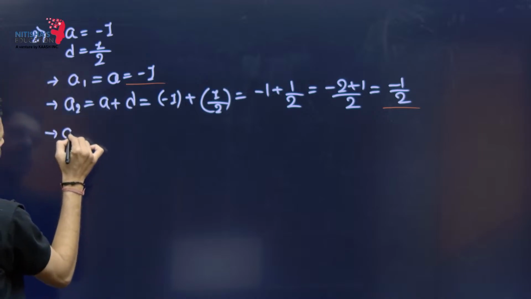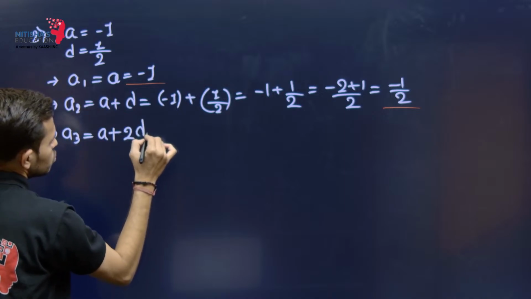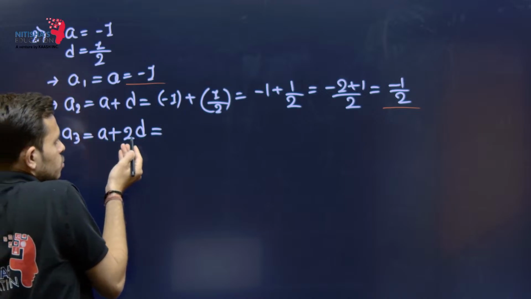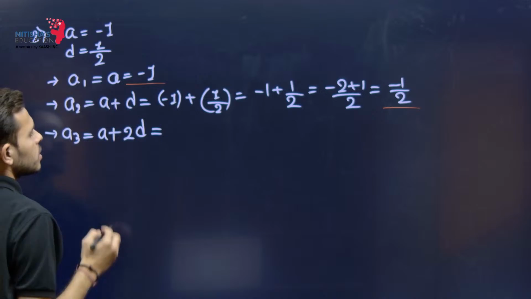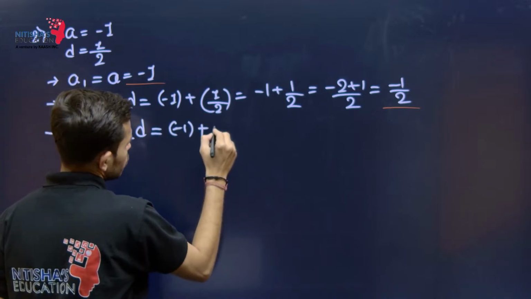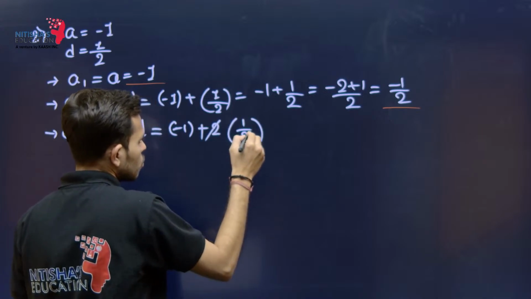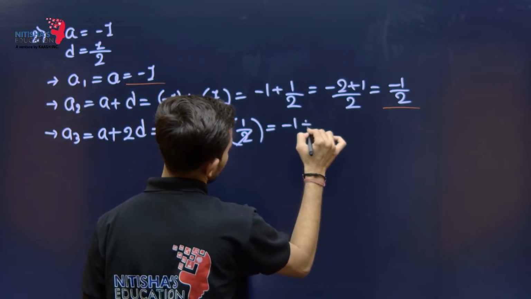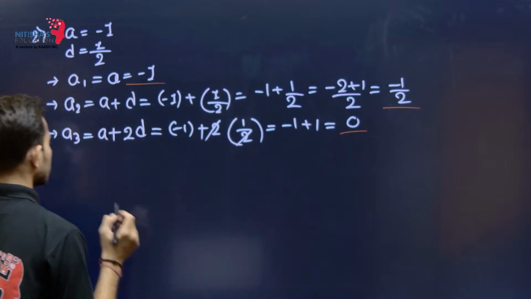Find out the third term, A3, which is given by A plus 2D. Okay, if we are finding the third term, then we need to add 2 times D. If we are finding A2, then we need to add 1 time D. So A is equal to minus 1 plus 2 in bracket 1 upon 2. This 2 will be cancelled out. So the remaining part is minus 1 plus 1. It will become 0. This is my third term.